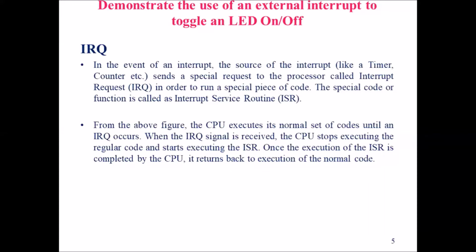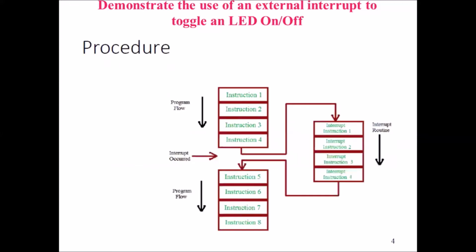The special code or function is called the interrupt service routine. The interrupt service routine is a special code where all the interrupts are handled. From the previous figure which we have discussed, the CPU executes its normal set of code until an IRQ occurs. Here in this figure, you can see that the IRQ, or the interrupt, occurs after instruction 4, and the program flow directly goes to the interrupt service routine to execute all the interrupts.